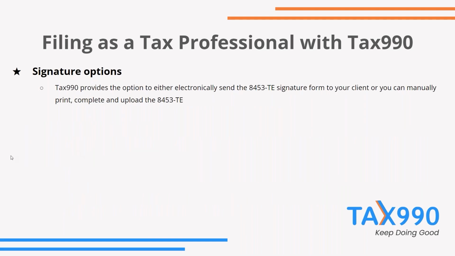As a tax preparer, you're required to obtain a signature from your client that will be sent with the return to the IRS. This confirms that the client has given you permission to complete the return on their behalf. Tax990 has streamlined this process for obtaining your client's signature for the 8453 TE form. And we'll take a quick look at the process of obtaining the e-signature for that 8453 TE form. This will be the last video that we'll have, and then it'll just be the remaining presentation from there.